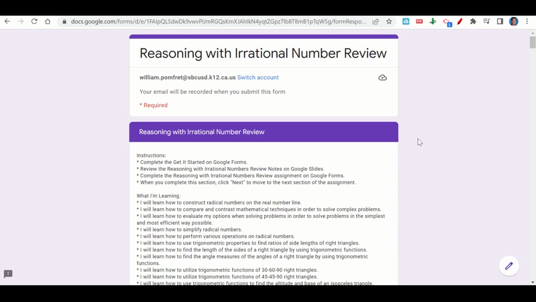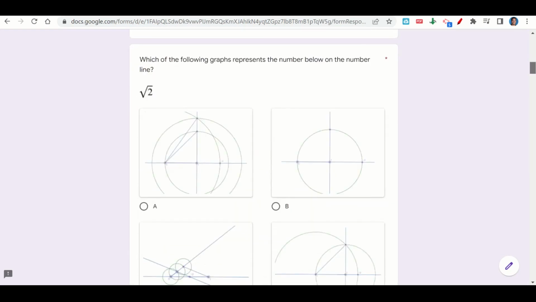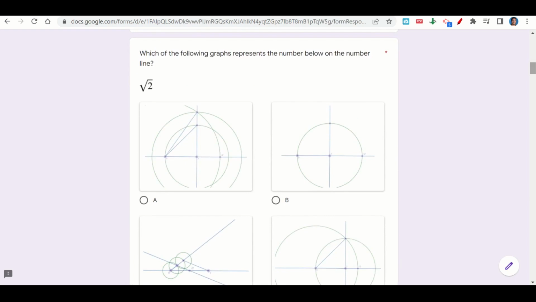Let's take a look now at the Reasoning with Irrational Numbers review assignment. The assignment begins with the learning goals and success criteria. If we scroll down, we can see the questions. So the first one says, which of the following graphs represents the number on the number line? So square root of 2.